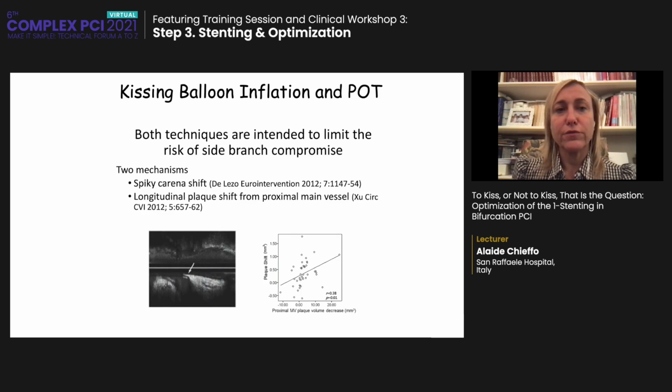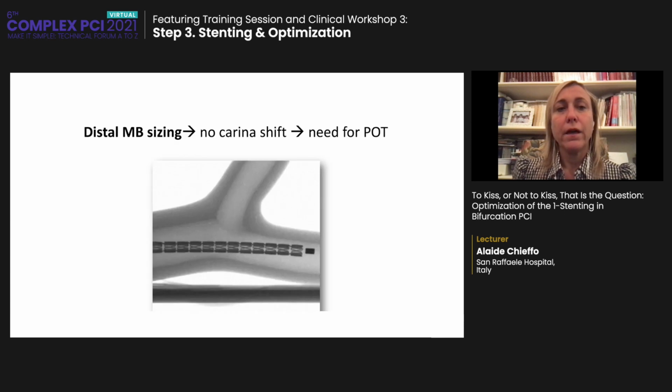We are going to discuss kissing balloon inflation and proximal optimization. Both techniques are intended to limit the risk of side branch compromise through two mechanisms: spiky carina shift and longitudinal plug shift from the proximal main vessel. The stent on the main branch is going to be sized according to the distal reference. In this case, you are not going to have a carina shift, but however, you need to perform a proximal optimization in order to be sure that the proximal segment is going to be fully dilated.